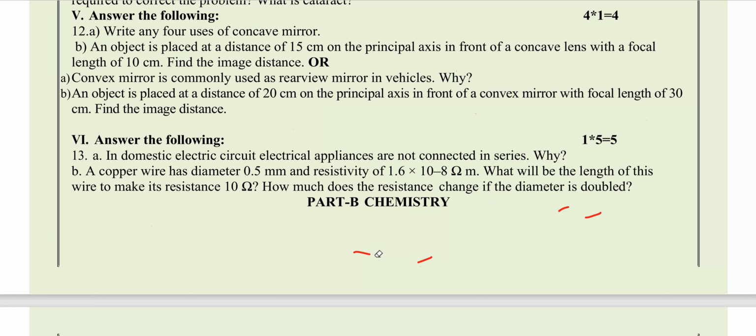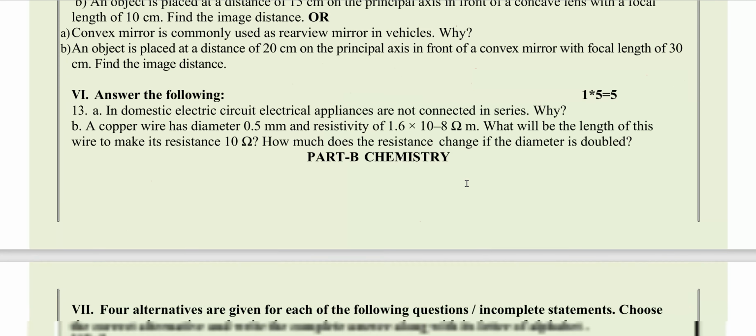I hope you remember this question. Yes or no? A copper wire has diameter 0.5 mm and resistivity of 1.6 into 10 power minus 8 ohm meter. What will be the length of this wire to make its resistance 10 ohm? Do you want me to solve this or will you solve this? You want me to solve? Good.